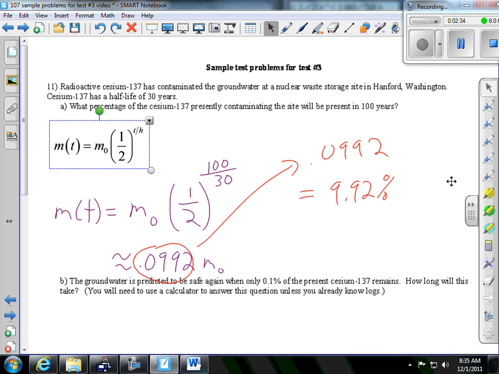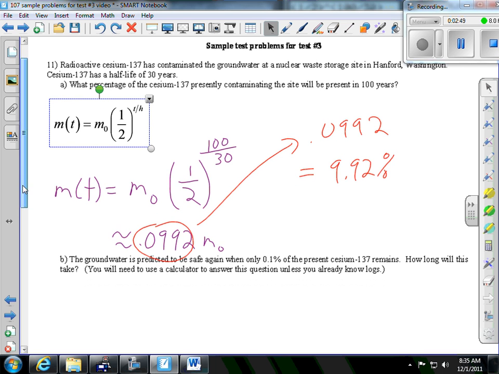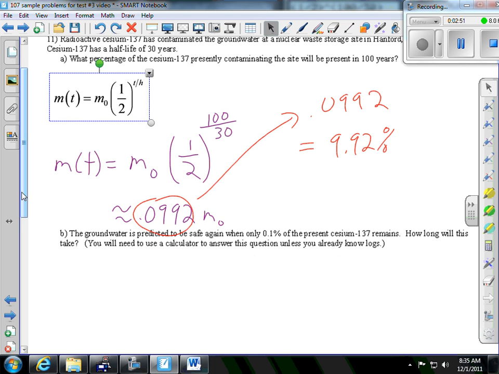Part B, the groundwater is predicted to be safe again when only 0.1% of the present cesium-137 remains. How long will this take? You will need to use a calculator to answer this question unless you already know logs. Before we get to the calculator, let's write the equation we're trying to solve. We're looking to get down to 0.1%. So apparently we're going to have to wait more than 100 years because after 100 years, we were still at almost 10%.